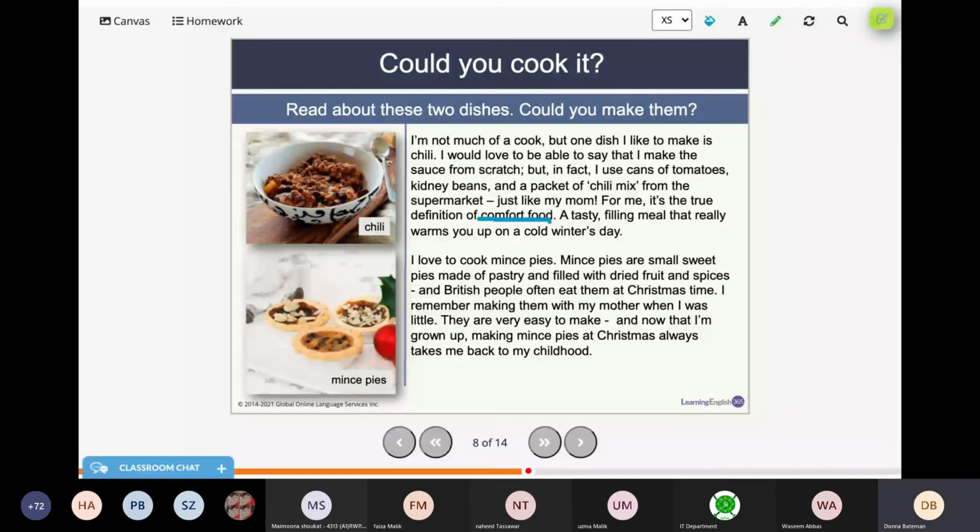What are your comfort foods? The foods that you always want to go to when you maybe are not feeling too well or maybe cold.